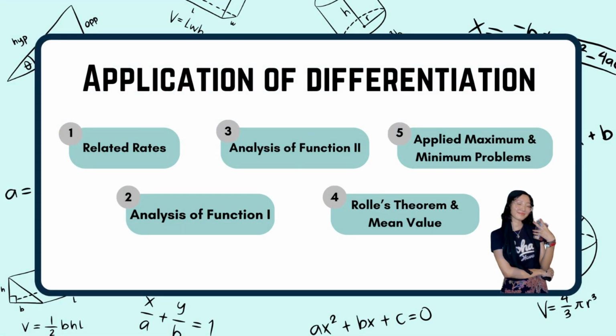In the application of differentiation topic, there are 5 subtopics that students need to understand. In order: related rates, analysis of function 1, analysis of function 2, Rolle's theorem and mean value, and applied maximum and minimum problems, which we will be talking about in the next slide.